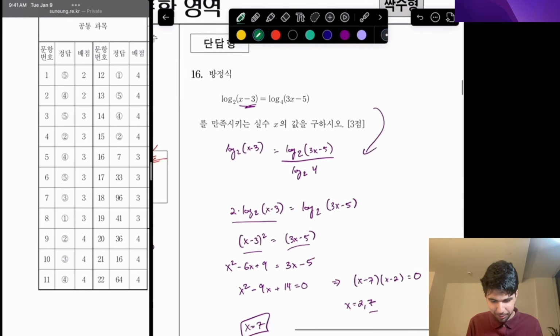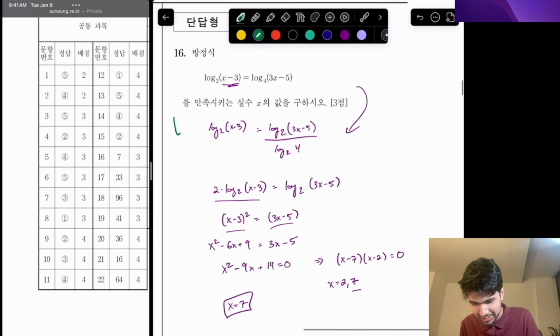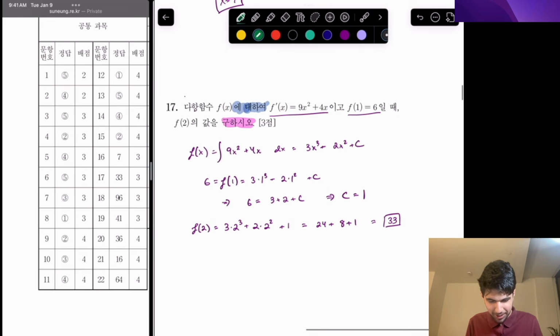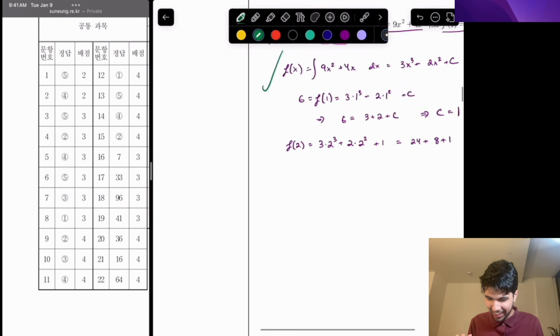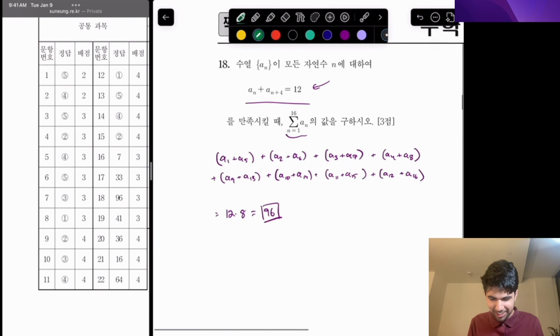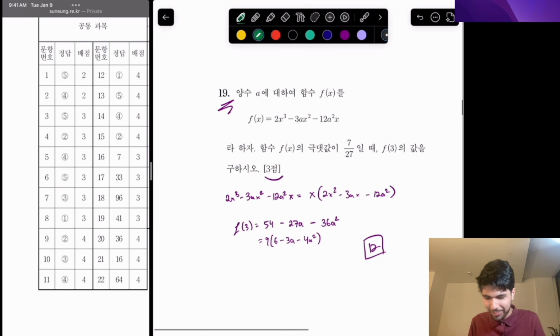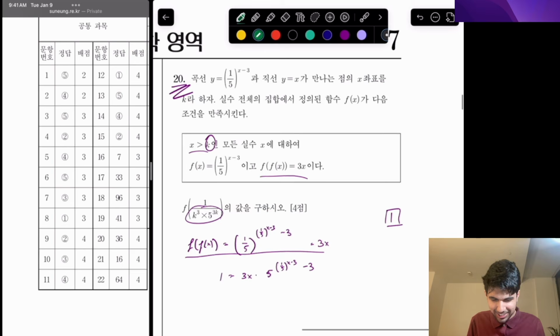So 16, I felt pretty good on. The answer is 7. We're correct here. Excellent. 17 is 33. I remember that number. Yep, 33. 18 is 96. I remember that number. So good. 19. Oh, yes, I had no clue what was going on here. It says when the maximum value of the function is 7 over 27, then find f of 3. That was not happening. Question 20 is 36.